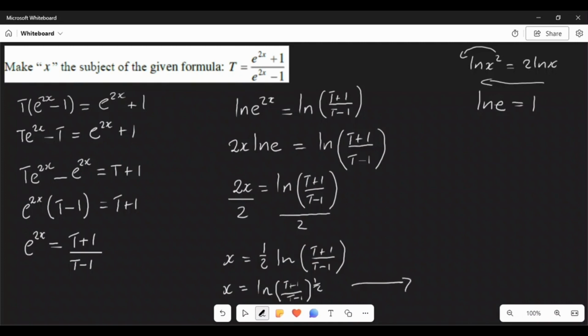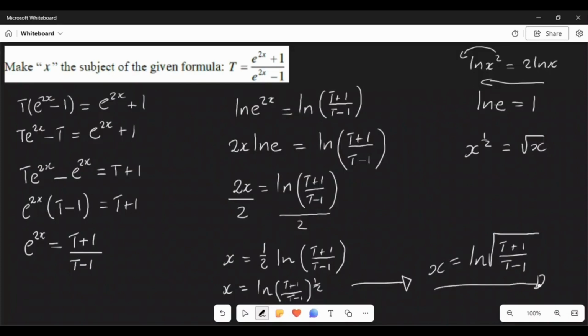So this here, you can write it as x is equaling to natural log. What is power of half? If we say x to the power of half is the same as square root x, so we can do the same thing. We say square root, we leave it in a surd form. It's going to be t plus 1 divided by t minus 1. So this here, guys, is our final answer, but I think you can also leave it here. I don't think they will have a problem with you guys. So that's basically how you do this one.